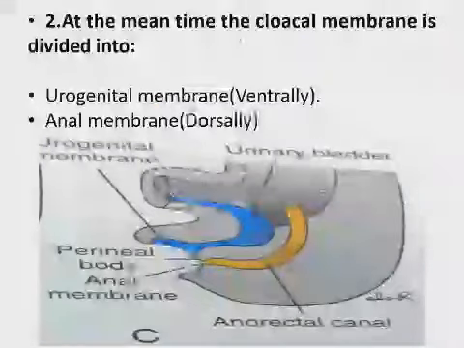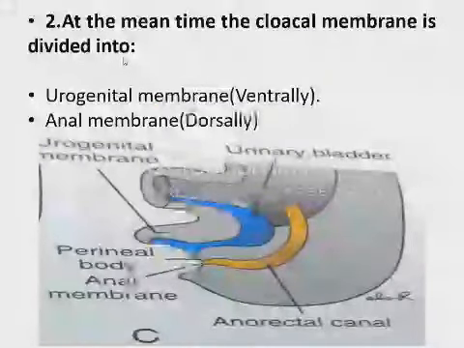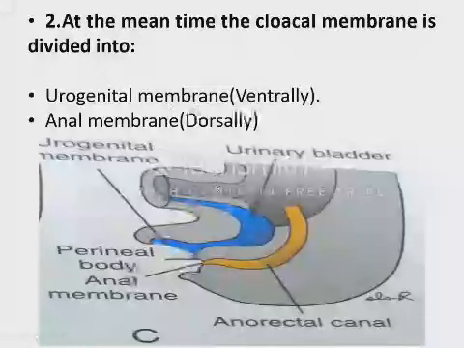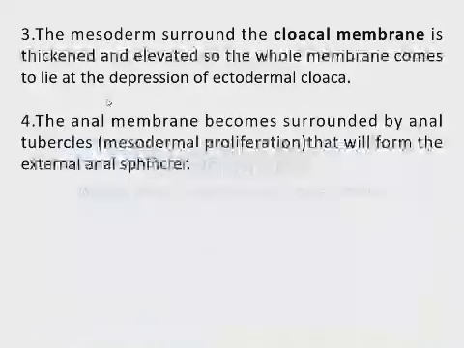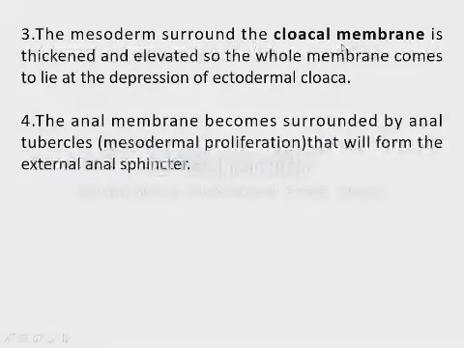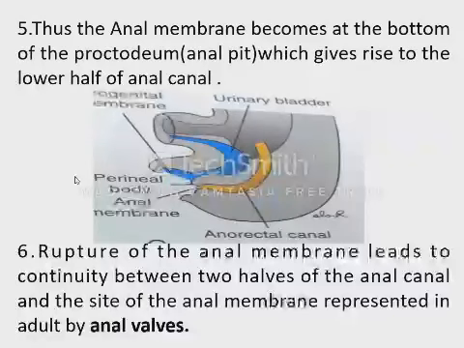Number 2, in the meantime, the cloacal membrane divides into two membranes, the urogenital membrane and the anal membrane dorsally. Between them, there is what is called the perineal body. Number 3, the mesoderm surrounding the cloacal membrane is thickened and elevated, so the whole membrane comes to lie at the depression of the ectodermal cloaca. Number 4, the anal membrane becomes surrounded by the anal tubercle, a mesodermal proliferation that will form the external anal sphincter.